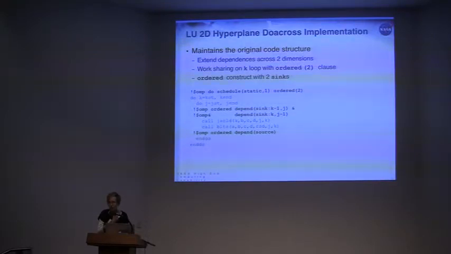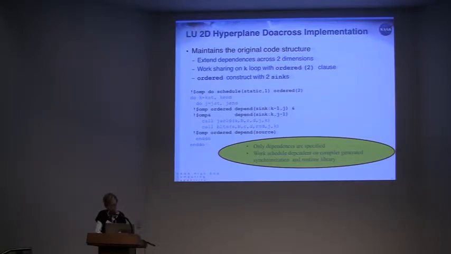All we need to do is that now we span the nesting, we span the dependencies across two loops. So we have an ordered with a two, and then we use the sync for k minus one and j minus one. Nice. I think it's nicer, cleaner, and requires less manual munging. You preserve the original structure of the loop. No rewrite. That's what OpenMP is for. So that's good.